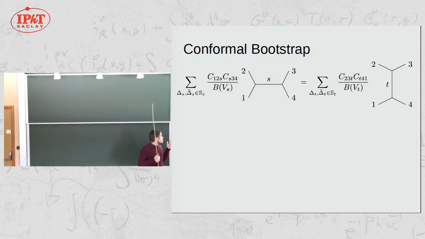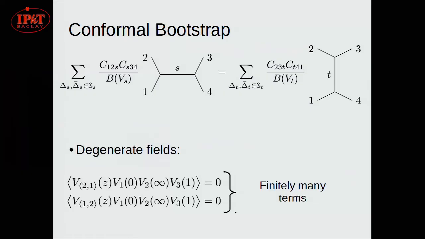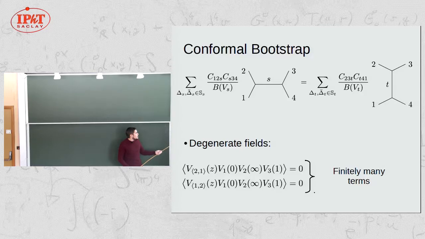The problem is that the system is too hard to tackle generically, and thus we need to resort to some simpler form of these constraints. And for this we will use the so-called degenerate fields. Degenerate fields here are denoted by the indices (2,1) and (1,2).